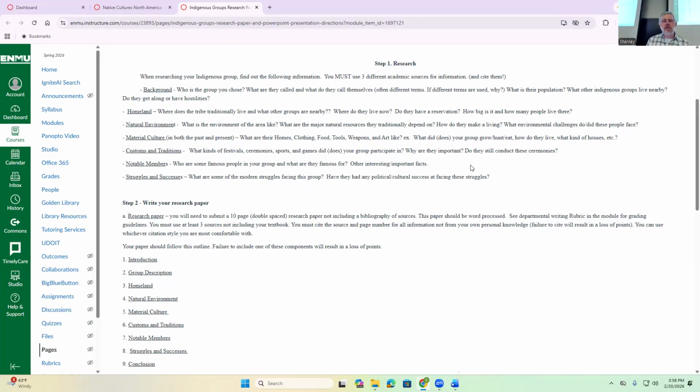Who is this group that you've chosen? What are they called? What do they call themselves? Oftentimes there are different terms used by outsiders and insiders, and if there are different terms, think about maybe why that is. What is their total population today, as well as maybe their high point in the past? What other groups live nearby, and did they get along with these groups, or maybe are they a little hostile?